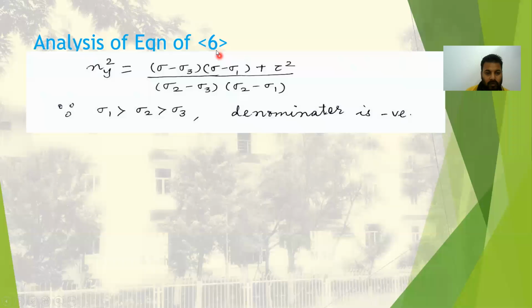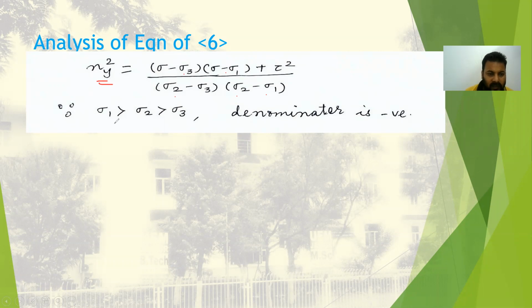As I also told in the last class, the numerator does not contain any term related to sigma 2. It contains only sigma 3 and sigma 1, whereas in the denominator, sigma 2 minus sigma 3 is there and sigma 2 minus sigma 1 is there. Sigma 2 is analogous to this ny square.